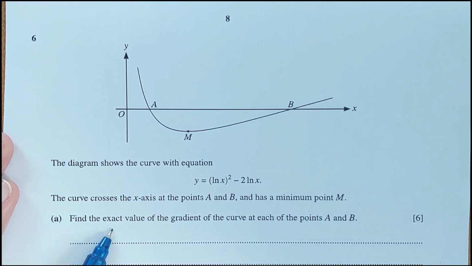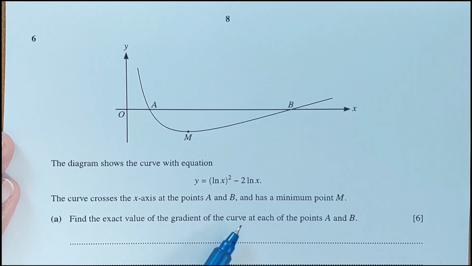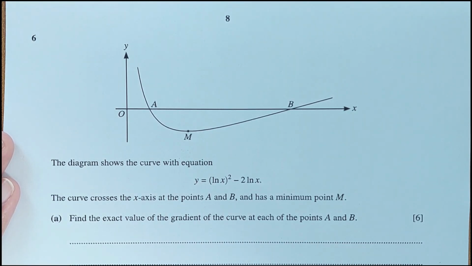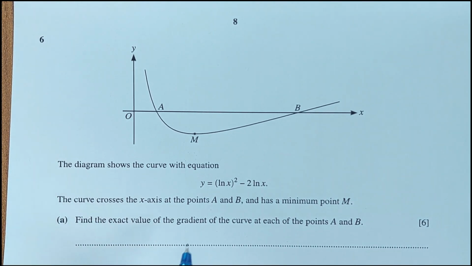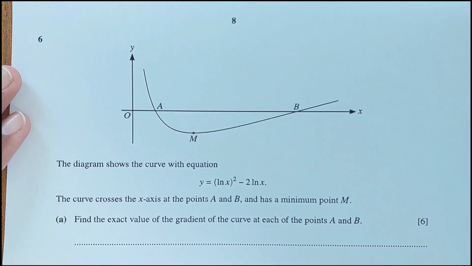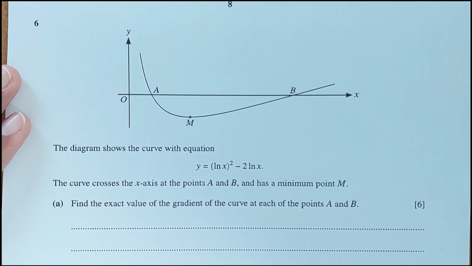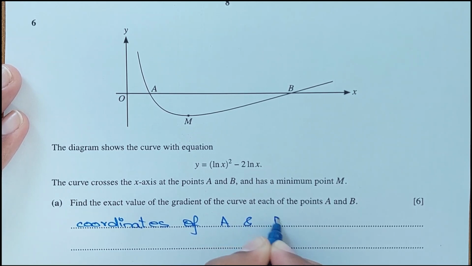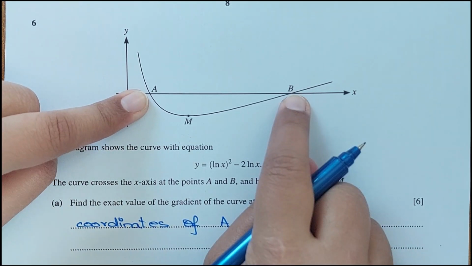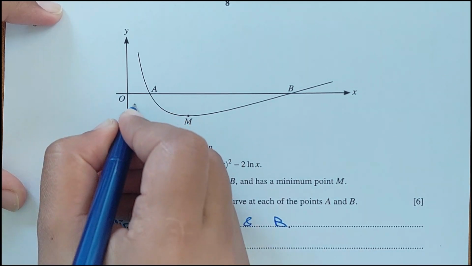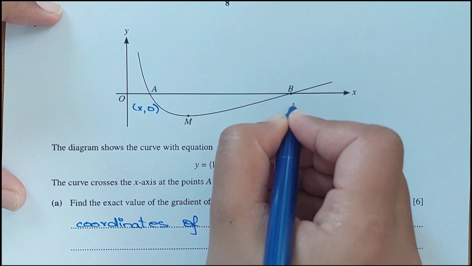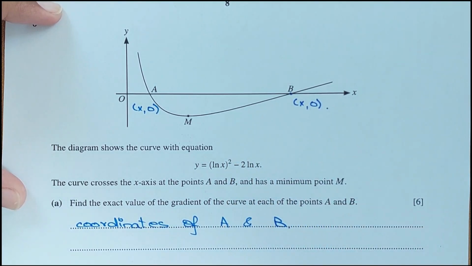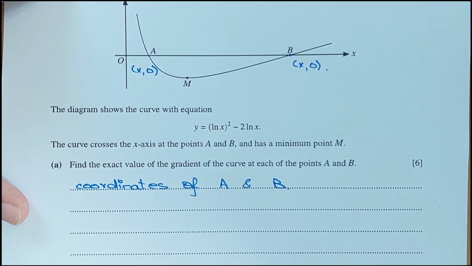Part A, find the exact value of the gradient of the curve at each of the points A and B. So first we need to find the coordinates of A and B, right? As we know that the curve crosses the x-axis at A and B, the y coordinate is 0. So in the curve, I can substitute y equals 0.